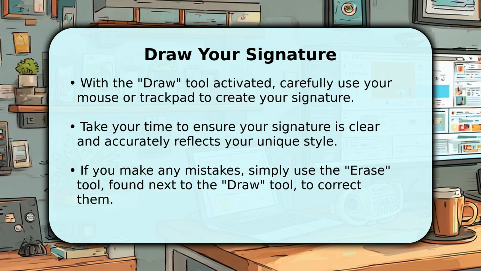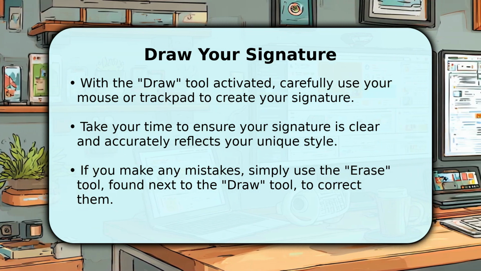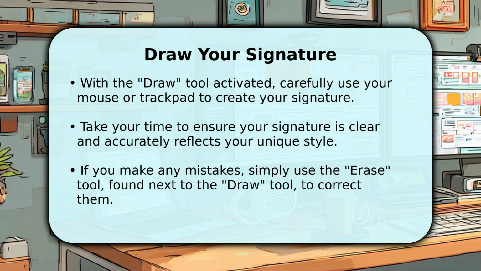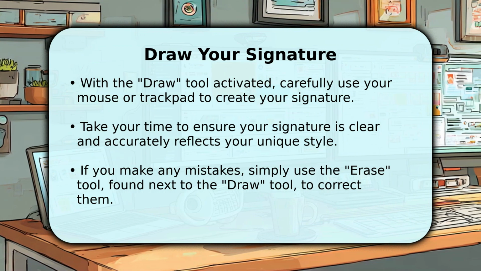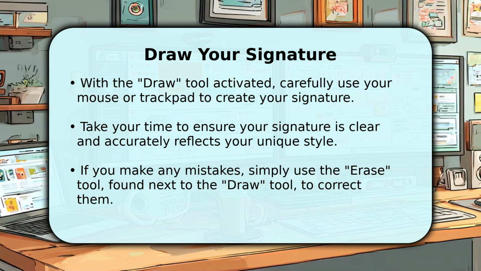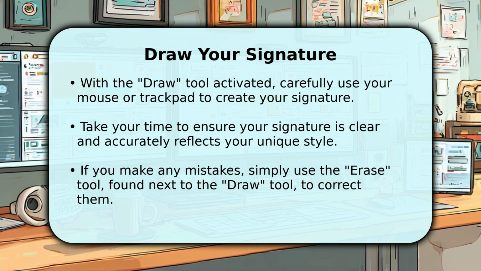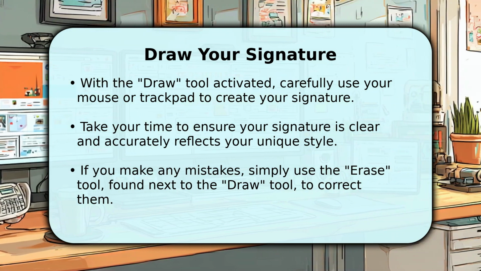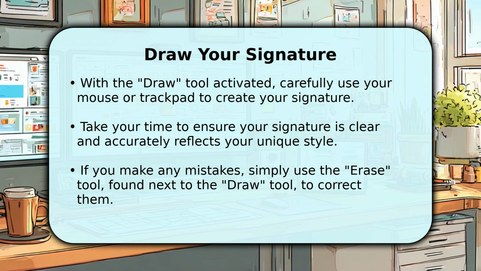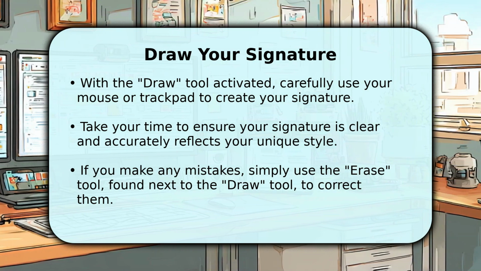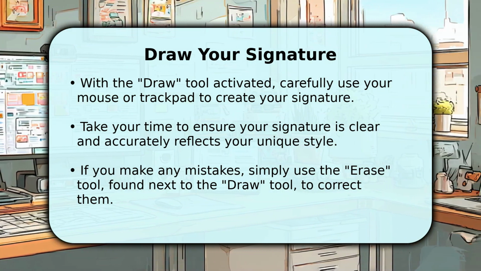Now, with the Draw tool active, it is time to carefully create your signature. Position your cursor where you want to sign, then use your mouse or trackpad to draw your unique mark. Remember to take your time and aim for clarity, making sure it looks just right. Should you make an accidental mark or a mistake, simply click the Erase tool nearby to quickly tidy it up.